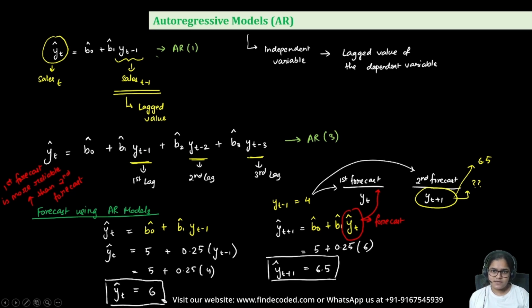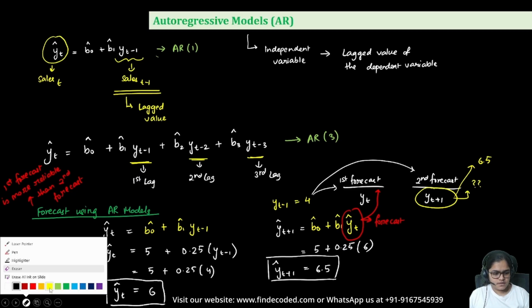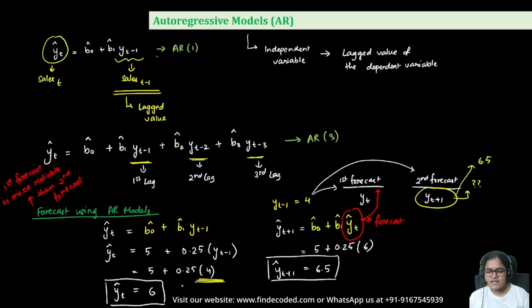6 also has some error. But when I am forecasting the next year's sales, in the next year's sales, my input is also a forecast. Understanding? My input itself is a forecast. So there is some error in this 6 also. Earlier, at least there was no error in this 4. Earlier, at least this 4 was an actual data point. Now this 6 itself is a forecast which I am getting from the first lag. So basically, when you are using AR models, the first forecast is more reliable, the second forecast becomes less reliable, the third forecast becomes even less reliable.